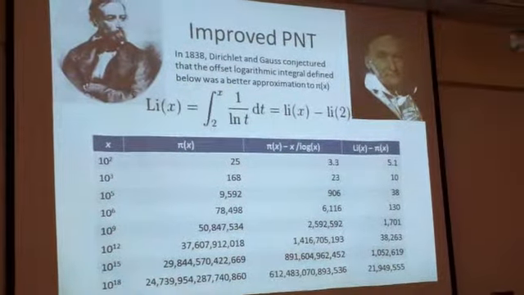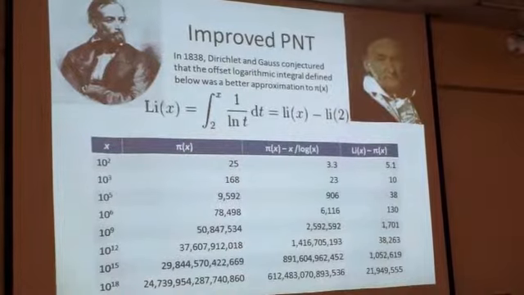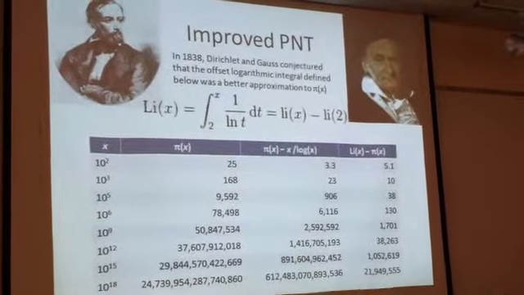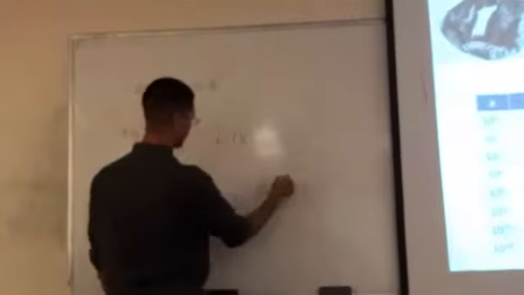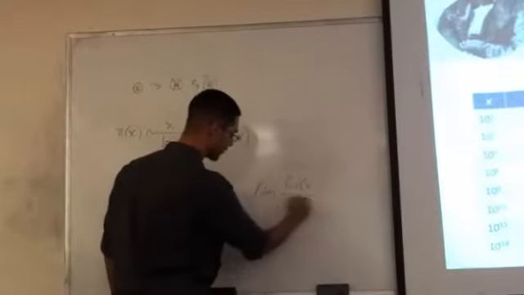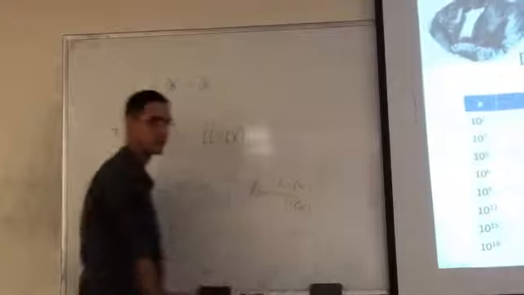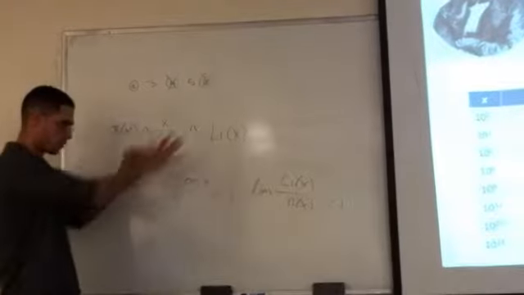To be related means that the limit of the quotient approaches 1. Yes, exactly. Remember how I wrote that the limit of pi of x over x over log x approaches 1, the same way that the limit of Li of x over pi of x approaches 1, or pi of x over Li of x approaches 1. They all go to the same thing.